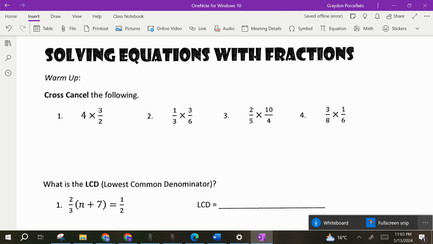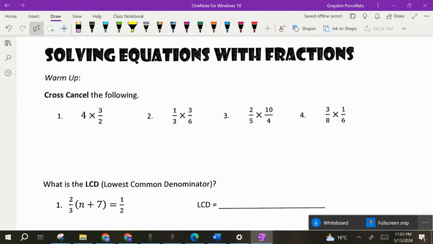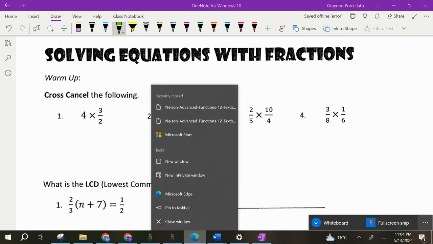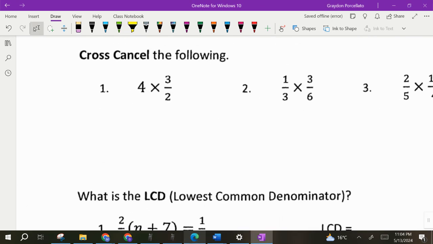Okay. So it does say here to cross cancel the following. What that means is, a couple of these are a little easier than others, but I'm going to show you how I would generally work with these questions. So let's zoom in on our first one here. What it means by cross canceling happens when you're working with fractions and multiplication.